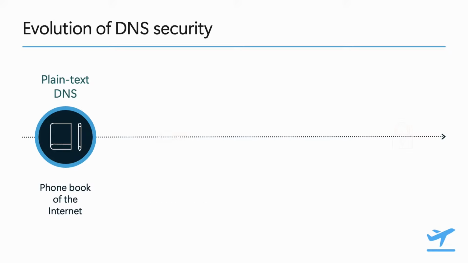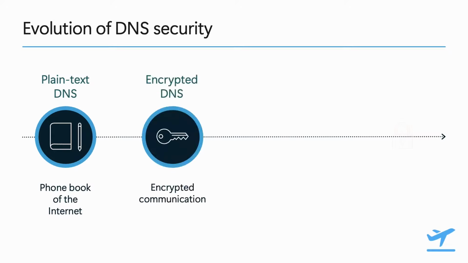With the advent of encrypted DNS in the 2010s, attackers could no longer see what domains you resolved, and altering the responses on the wire also became much harder. However, encrypted DNS didn't know whether a domain was good or bad, and malicious or compromised domains used for phishing, malware, or data exfiltration could be resolved with encrypted DNS.